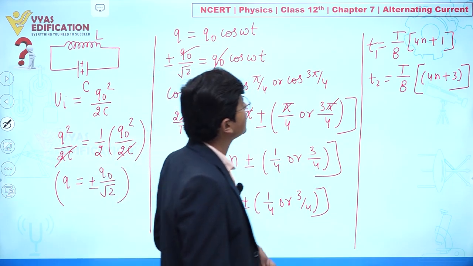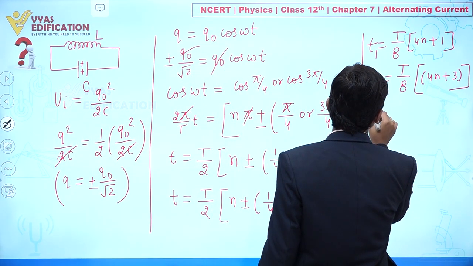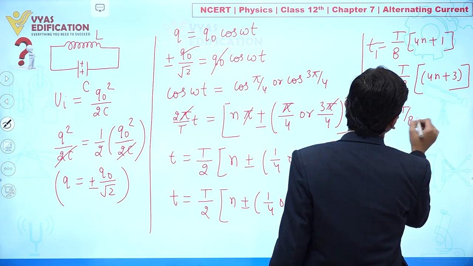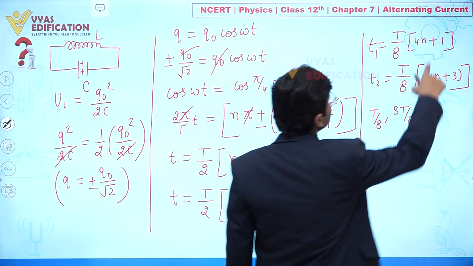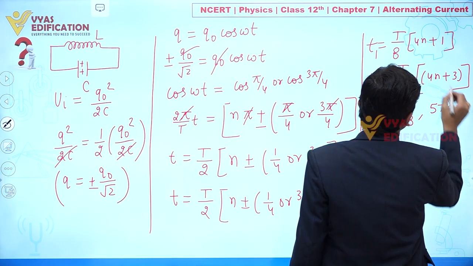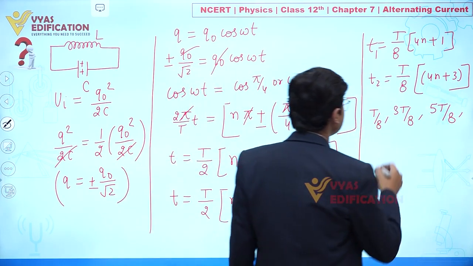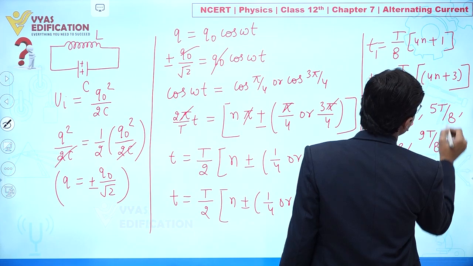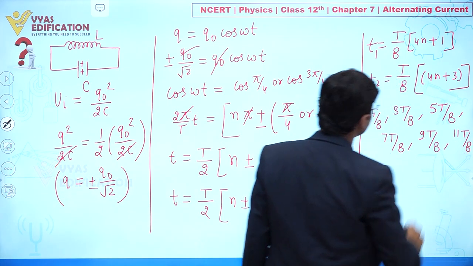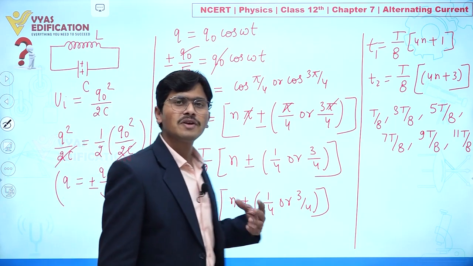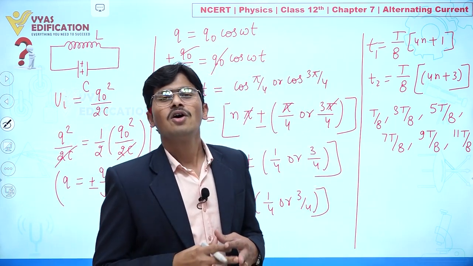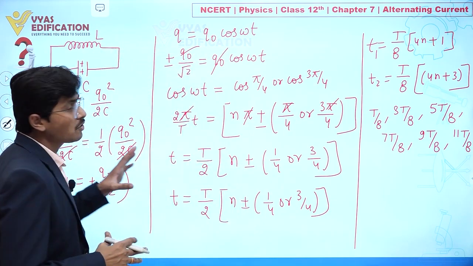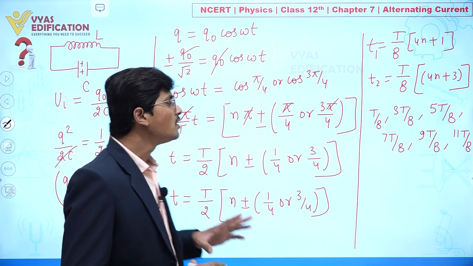If you place n equal to 0, you get first T by 8, and then 3T by 8. If you place 1, you get 5T by 8 and 7T by 8, and if you place 2, you get 9T by 8 and 11T by 8. So these are the times at which the energy stored in the capacitor or inductor is half of the total energy present. This is a very good, very conceptual part.